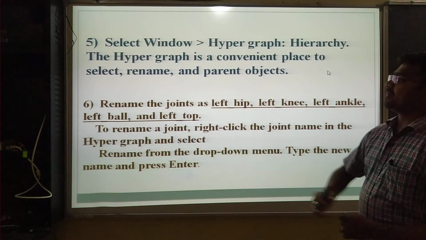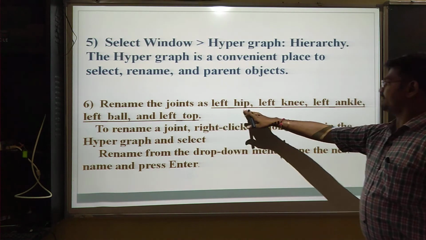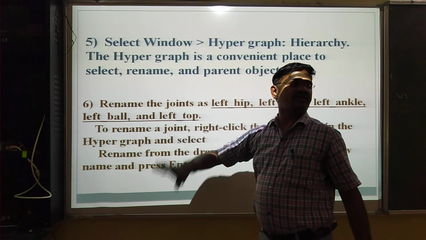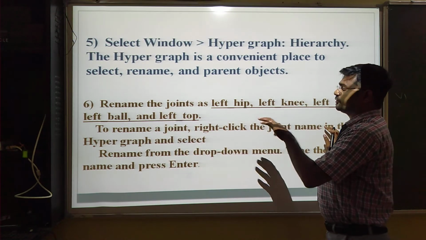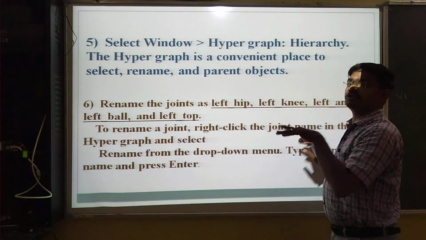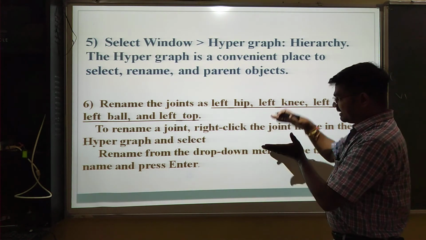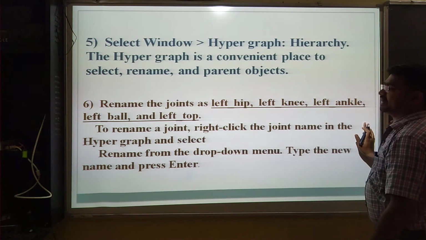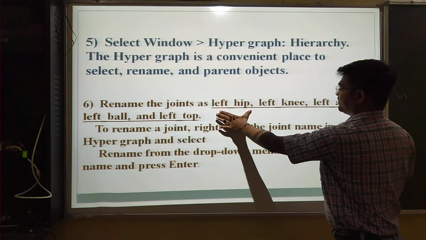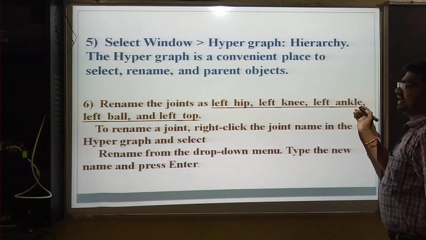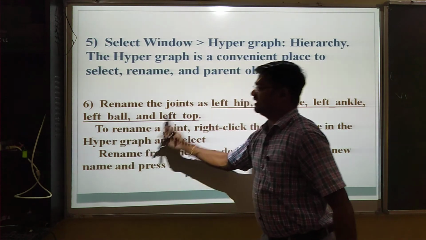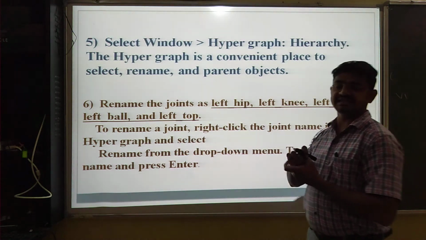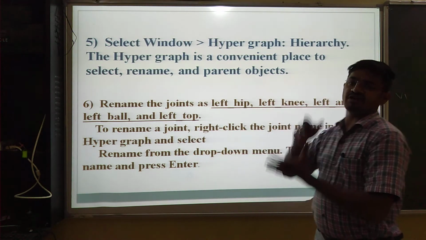Then finally, rename the joints: left hip, left knee, left ankle, left ball and left toe. Then you know, I already told you that you should create the human leg. So in this topic you should create the human left side leg part. Then you should make the joints left hip, left knee, left ankle, left ball and left toe. Then the total joints will be joined chain-wise. So this is the forward kinematics.